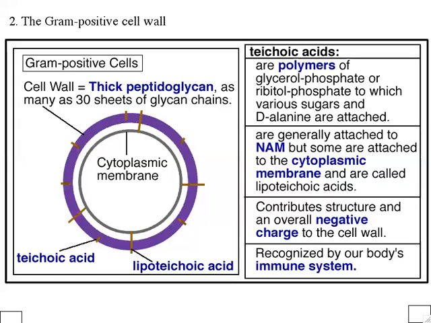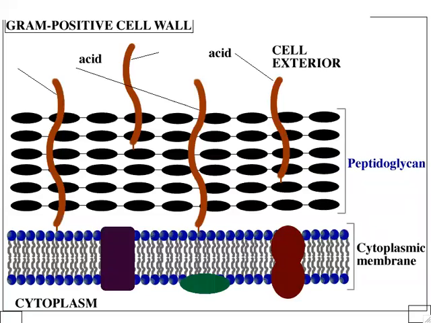Now, we can look at the actual picture that Coulter labeled, but I think you probably already got it very nicely labeled. With the thick peptidoglycan up to 30 sheets, the teichoic and lipoteichoic acids.